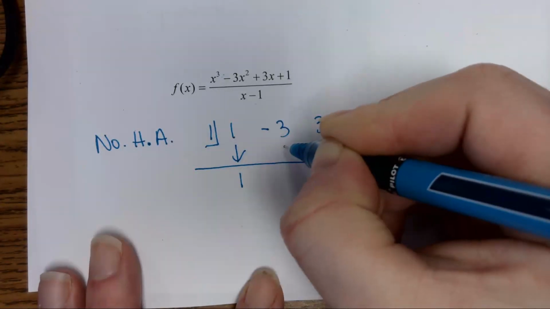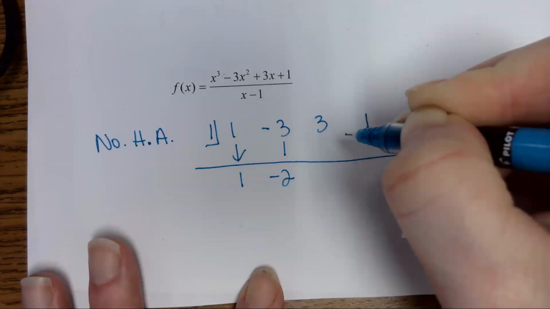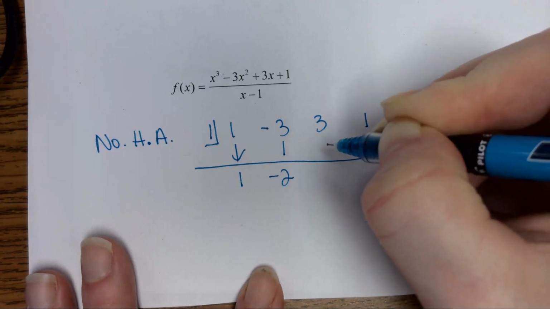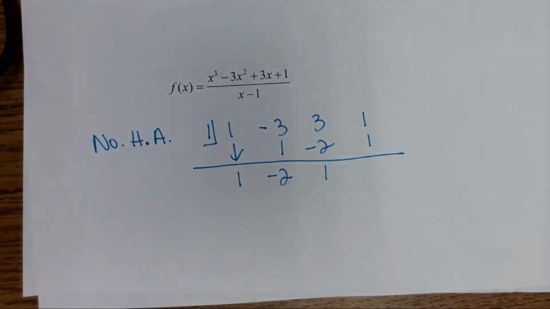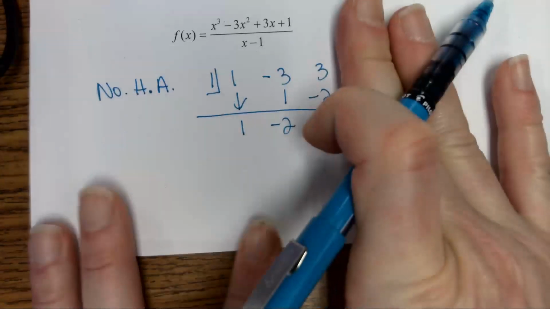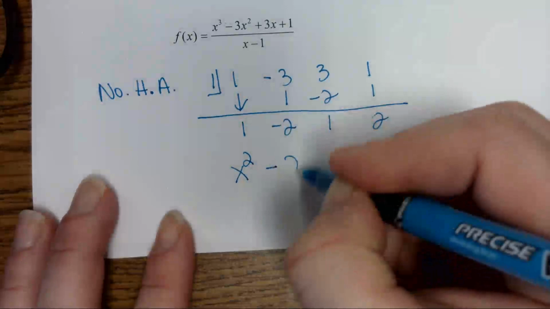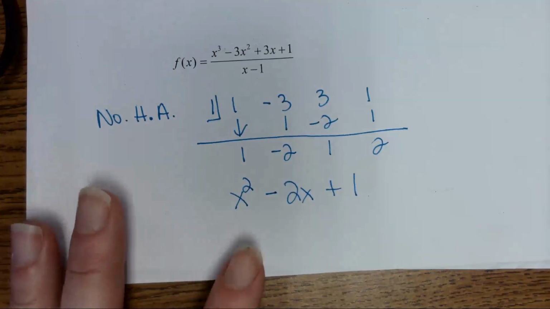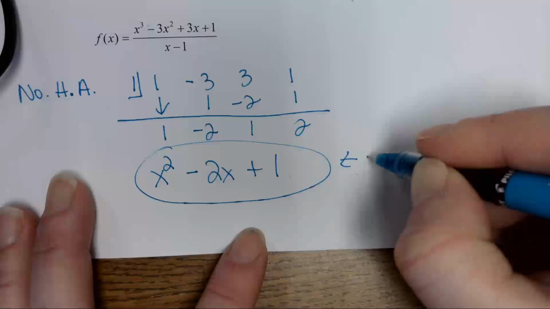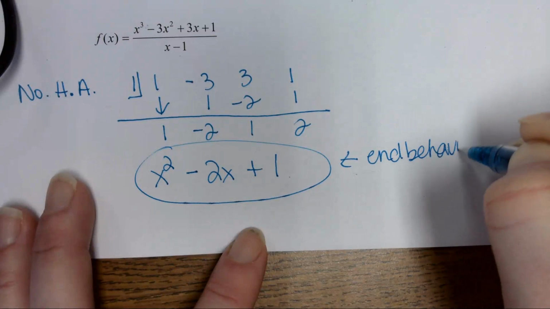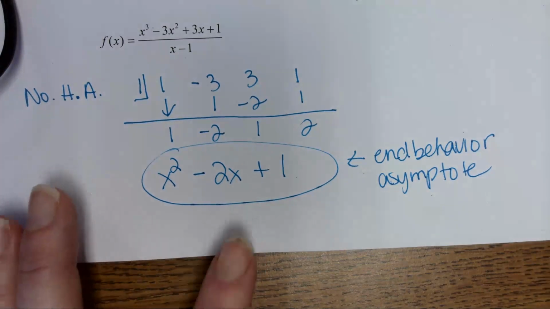What we do is find the result and ignore the remainder, because we know it's not a factor. The remainder would be 2, but I'm going to leave that alone. This portion would be x squared, because I divided a cubed term, minus 2x plus 1. This result we call the end behavior asymptote, even though it's not a horizontal line.